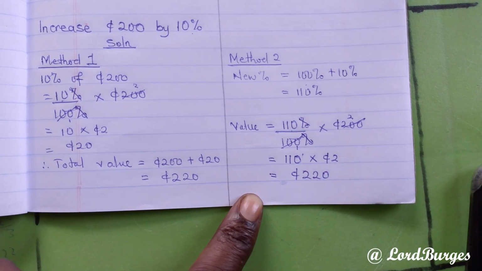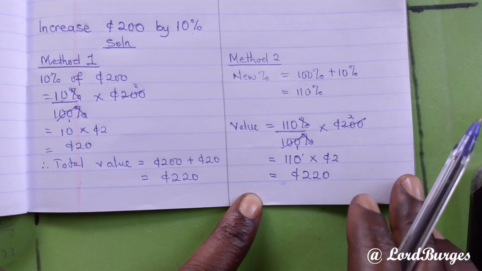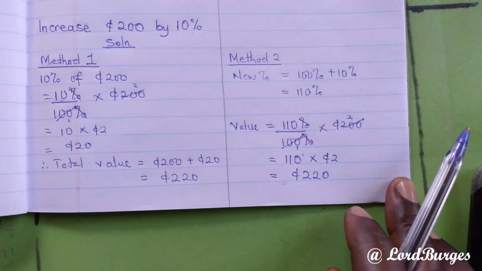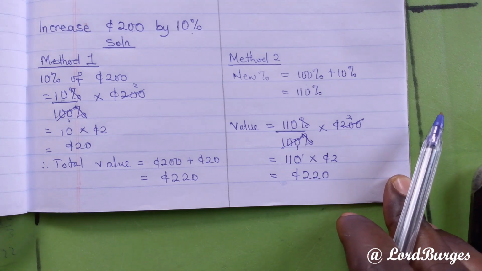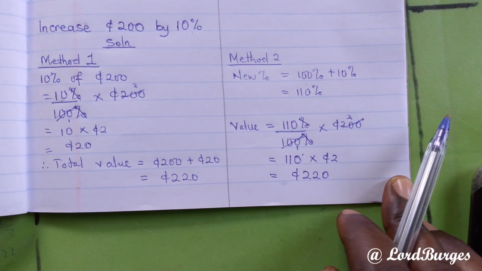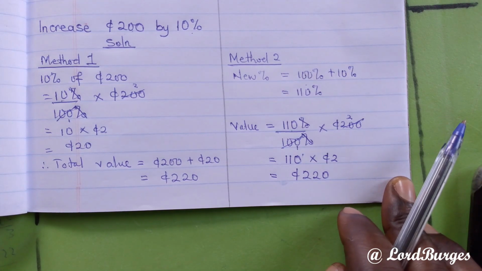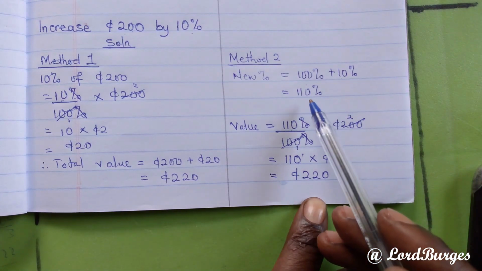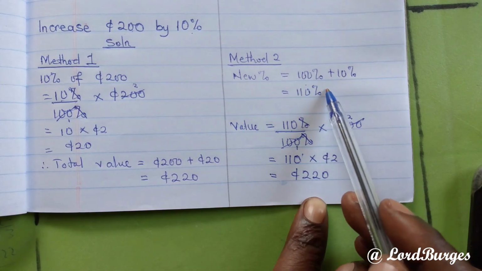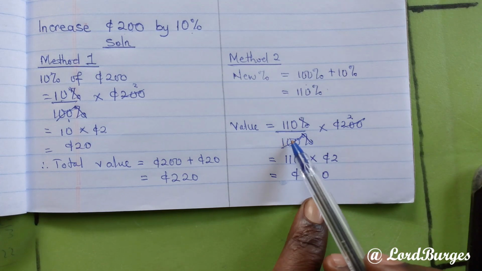So this is the second method. Either the first one, you find 10% of the quantity and add it to the original, or with the second, add the percentage first and do your computation straight away.